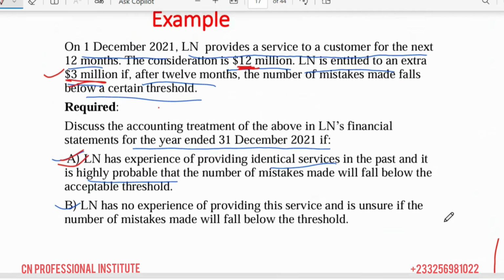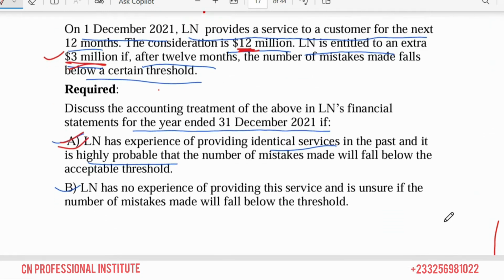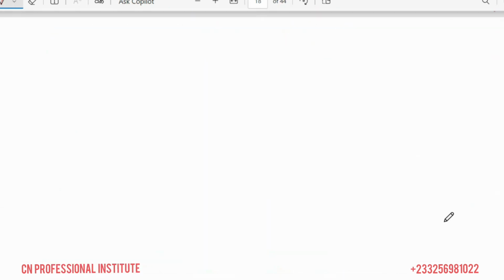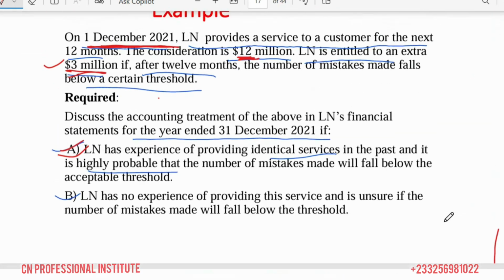So in this question, the consideration is 12 million, the main one. So for A, we'll add the 12 million to the 3 million variable consideration, right? But don't forget, this is a service, okay? And look at it. When did the service happen? 1st December 2021. Are you following? And we are preparing the extract as at 31st December. If you look here, as at 31st December 2021. And service is likely to happen over time. You don't just do it on that day and stop. It's supposed to accrue throughout the period. Are you following? So services.